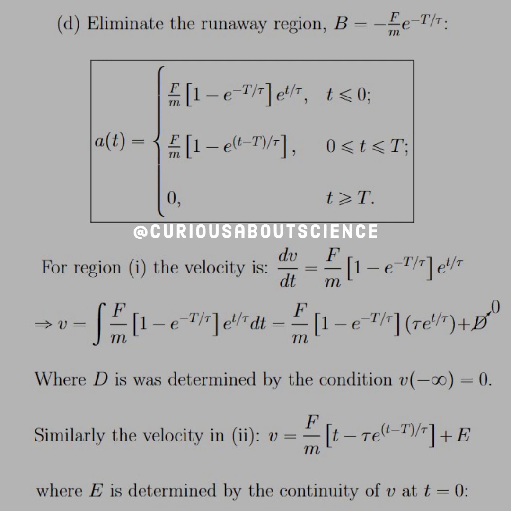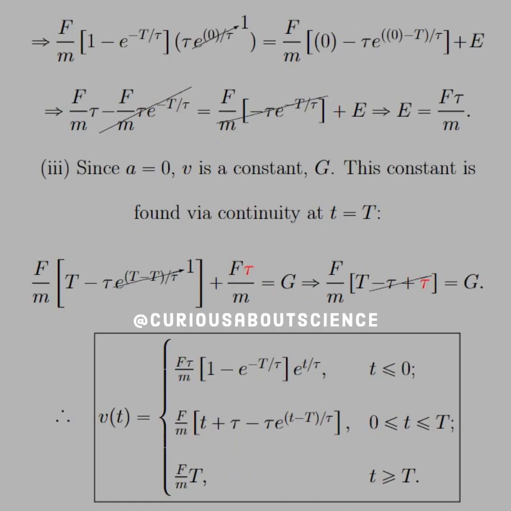And so if we want to find the velocities now, we know that A is equal to dv dt, so kick over the dt term, separation of variables again, and integrate across for each region. D here is determined by the condition that v at negative infinity was 0, or it started at rest, essentially. So we just get rid of that. Now, similarly for region 2, we integrate across the acceleration at region 2. E is determined by the continuity of v at t equals 0, so set the two things equal to each other, and we see that E is equal to F tau over M.